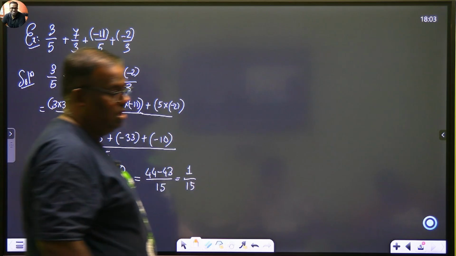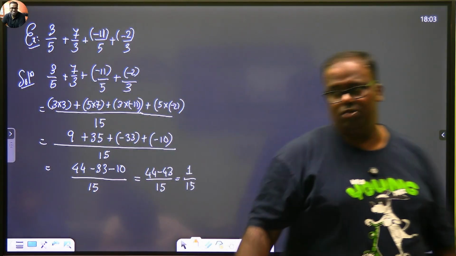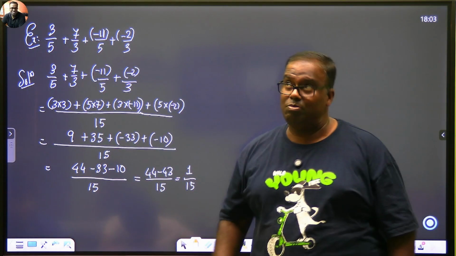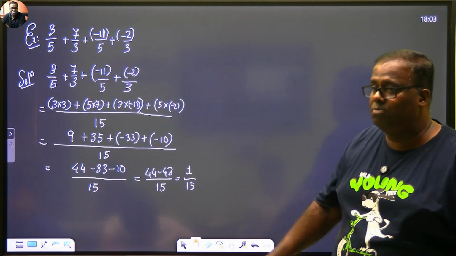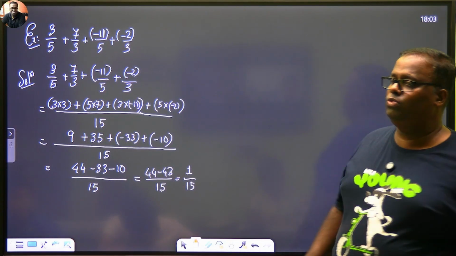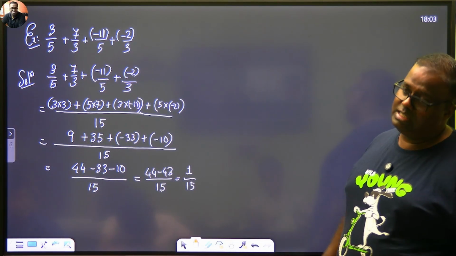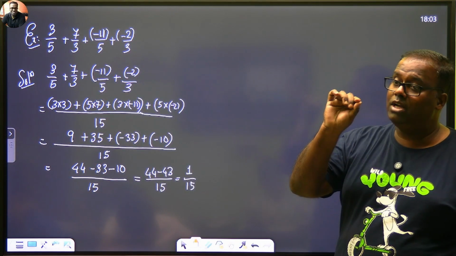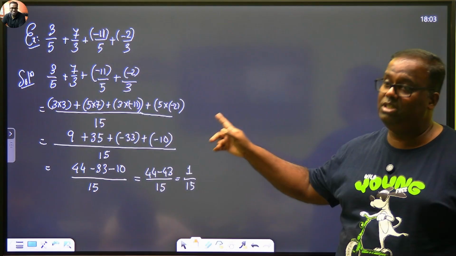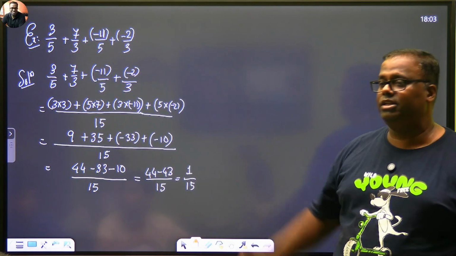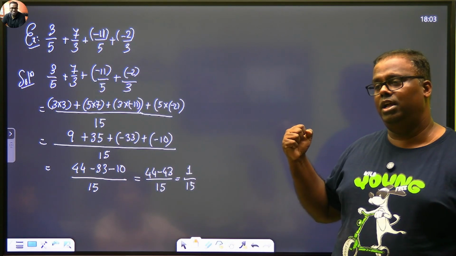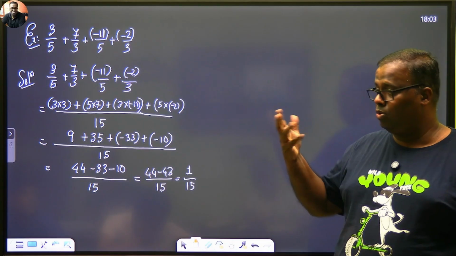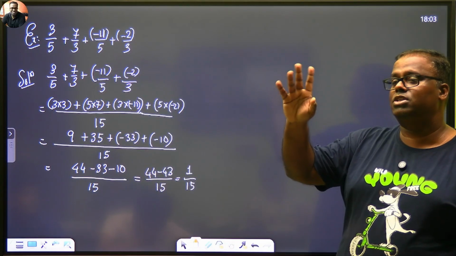That's the answer. Look at the steps. Never run after I got 1 by 15. Did you get 1 by 15? That doesn't matter to me. How you got 1 by 15 is what matters. Even in the test that I take, preferential marking will be given based on step detailing, neatness, diagram, clarity. That marks I hold in my hand. Nobody should suppose I felt he deserves 1 mark extra.